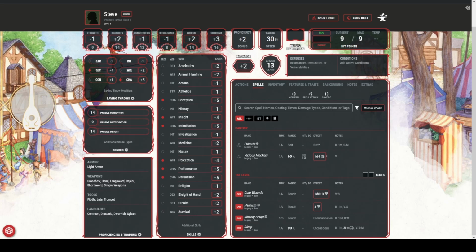Some class features give you new reactions. You can only use it once, and you have to wait until the start of your next turn to use it again. Now that we finished this character, we're going to look at a different character.